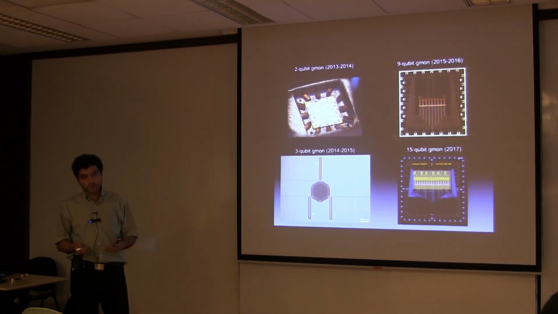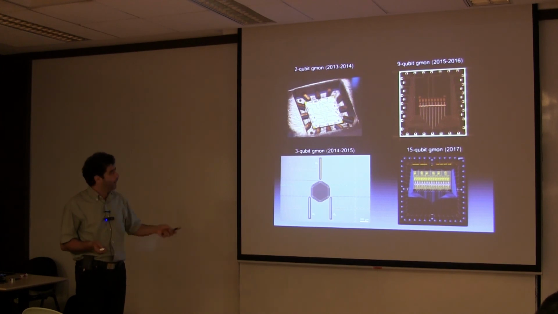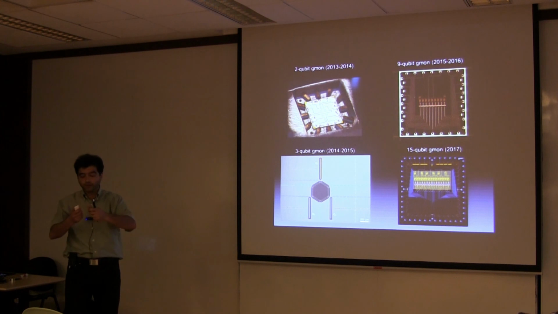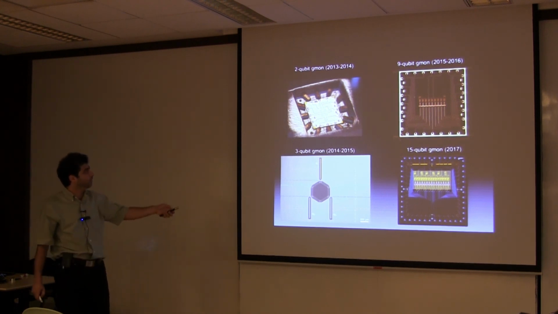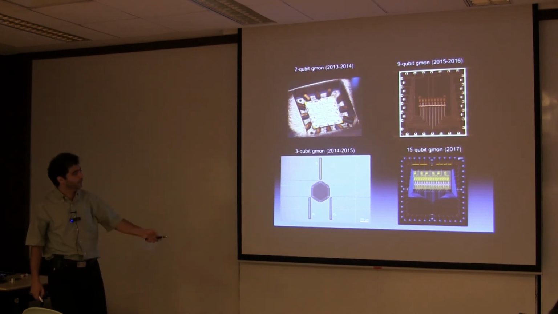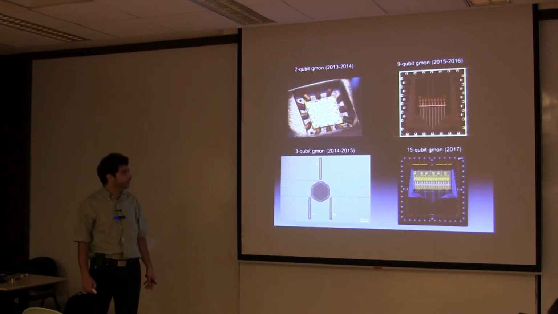So this is the evolution of these Gmon qubits. And you can see that in 2013, when we did this variometer scheme, which we call Gmon, it was only 2 qubits, and then it got up to 15 qubits now, and we're working on this 15-qubit chip.